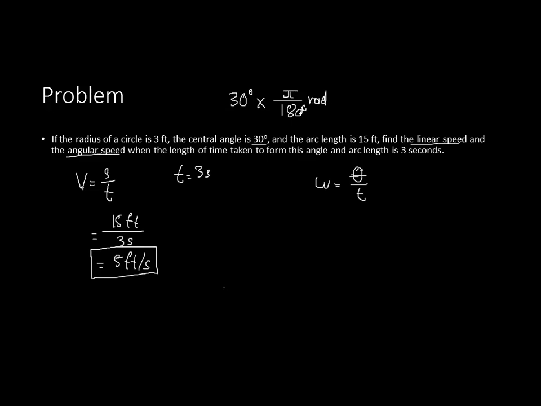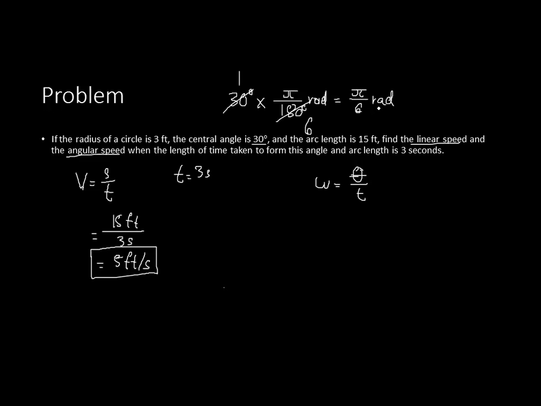These two numbers are both divisible by 30 degrees. 30 divided by 30 is 1. 180 divided by 30 is 6. So what you have here is 1 times pi over 6, which gives pi over 6 radians as a result.